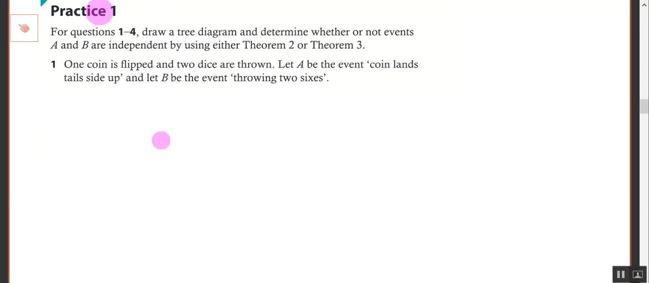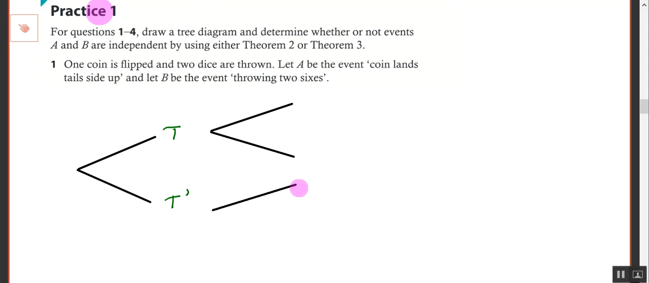Again, I'm just going to say tails and not tails. Okay, that's the flip of the coin. The next one is two sixes or not two sixes. Alright. So we've just got to fill out our tree diagram.